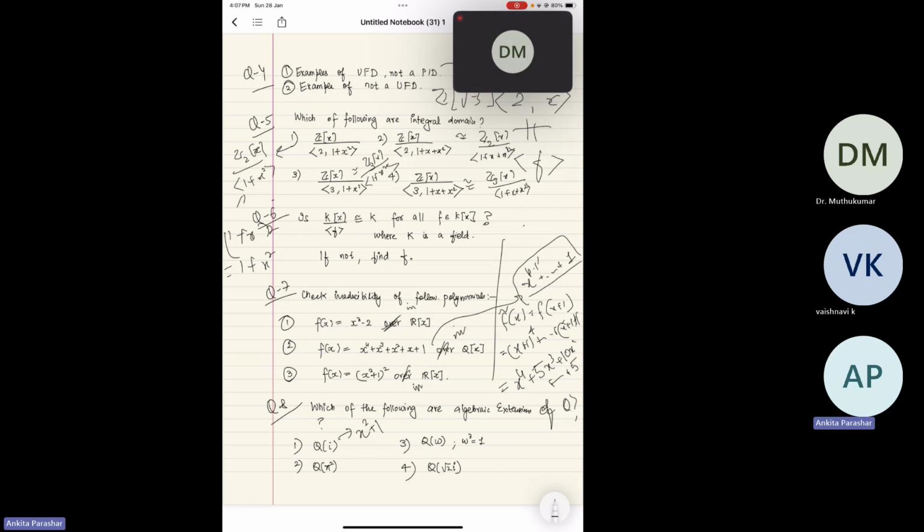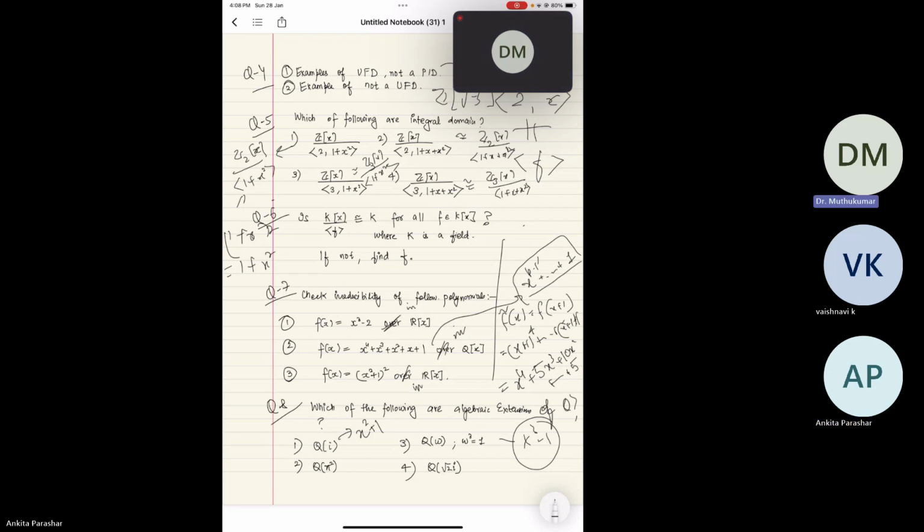Right. So what about part 3? Q of omega, where omega is a cube root of unity. So x cubed minus 1, exactly. This is a polynomial over Q, and omega satisfies this because it's a cube root of unity. So therefore it's an algebraic extension over Q.